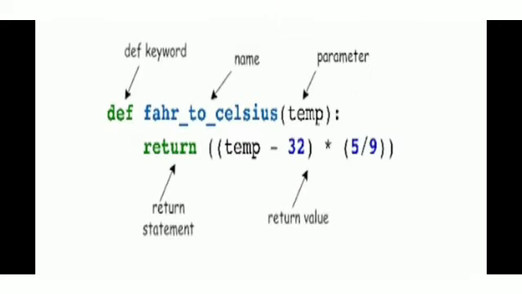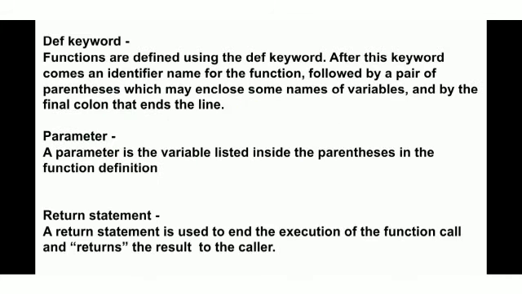This is the example. Now we know about the def keyword, parameter and return statement. Def keyword: functions are defined using the def keyword. After this keyword comes an identifier for the function, followed by a pair of parentheses which may include some names of variables, and a final colon that ends the line.